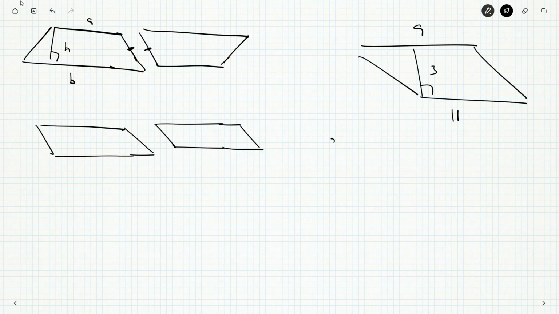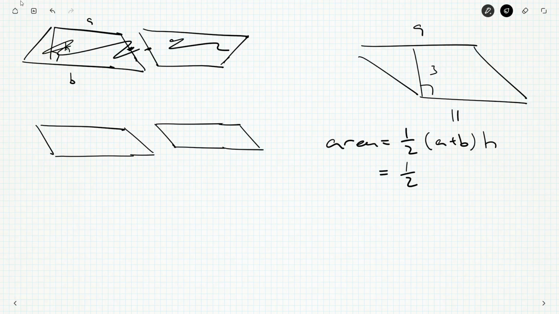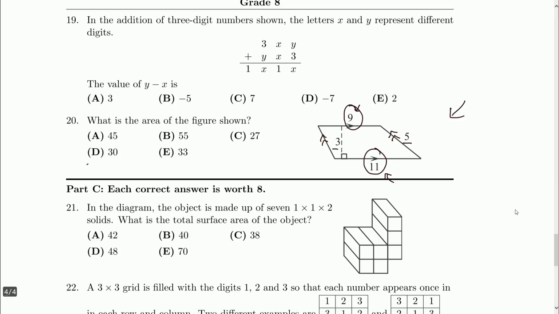So in theory, the area should be 1/2 the two sides times the height, because it's 1/2 of the big parallelogram that you put together. So that's 1/2 of 9 plus 11 times 3. So that should be 1/2 of 20 times 3. Half of 60 is 30. So I'm going to say my answer is 30. Is that one of the possibilities? Indeed it is. All right.